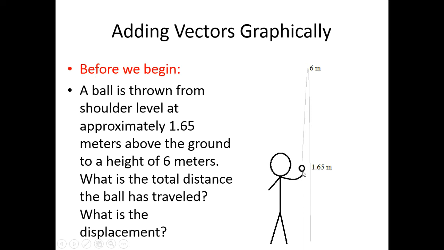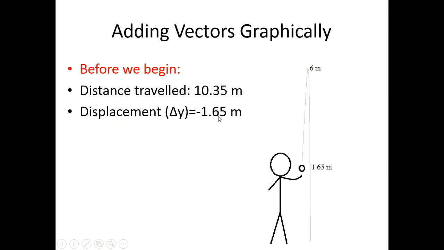Well, the total distance traveled is going to be the length up and the length back down, totaling 10.35 meters. But the displacement, I start here and I end up negative 1.65 meters away. So the distance traveled is 10.35 meters. The displacement in the y direction is negative 1.65 meters.